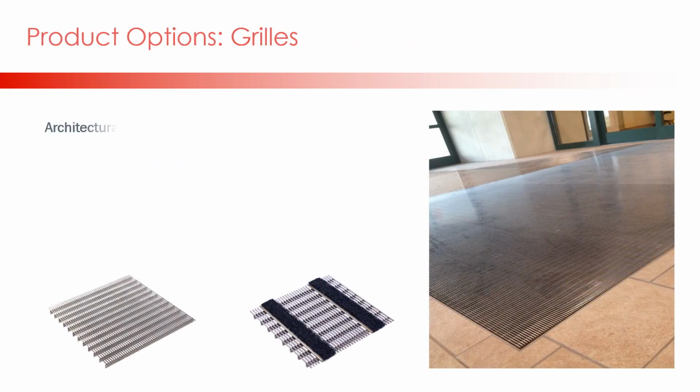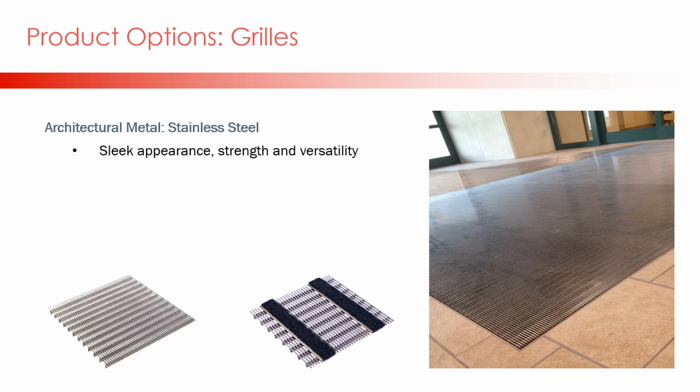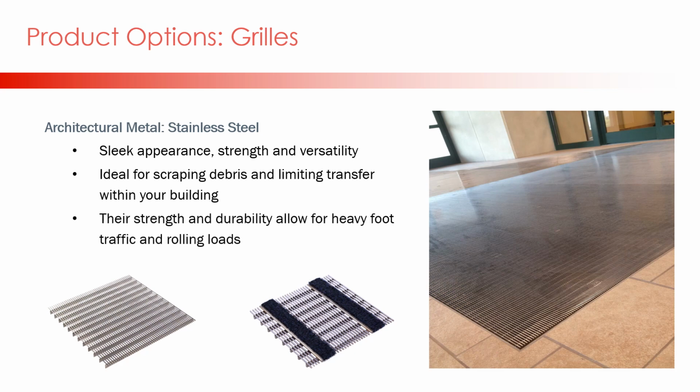Architectural metal stainless steel grilles provide a sleek appearance with strength and versatility. Stainless steel grilles are excellent at scraping and will carry heavy loads. The dirt and debris easily drops between the grill for collection and removal at a later time. These products offer an option to include carpet inserts for moisture protection. Dependent on the size of the grill, stainless steel metal grills can get heavy. They must be lifted out for cleaning and are available only in the color of the metal.